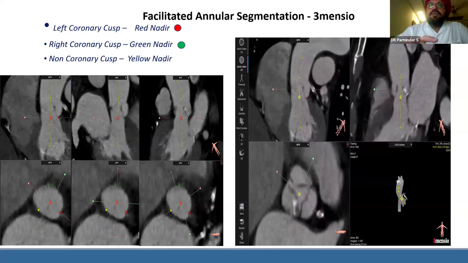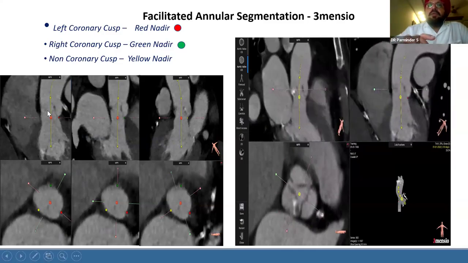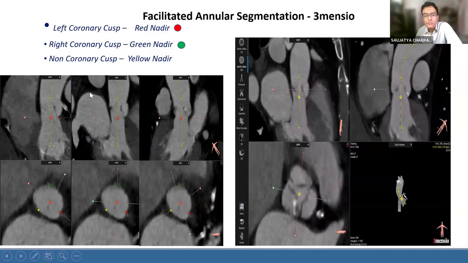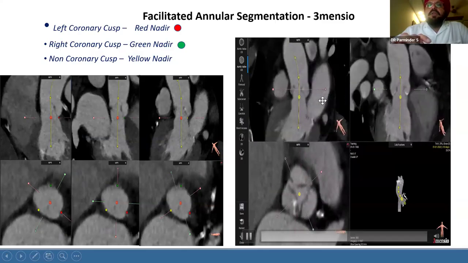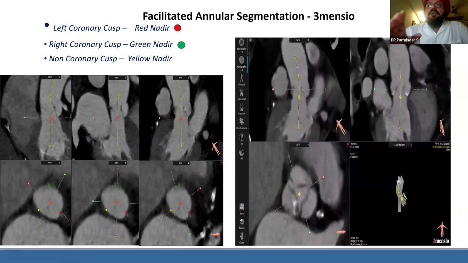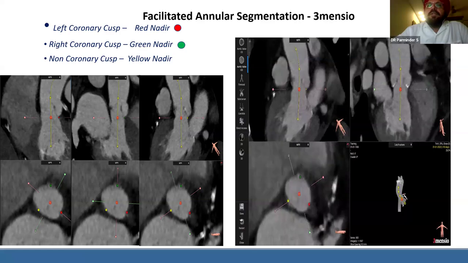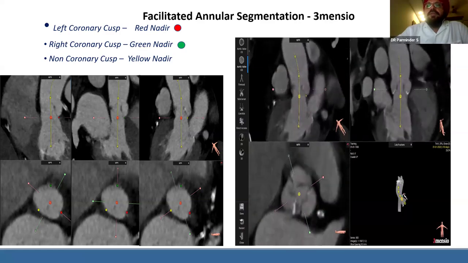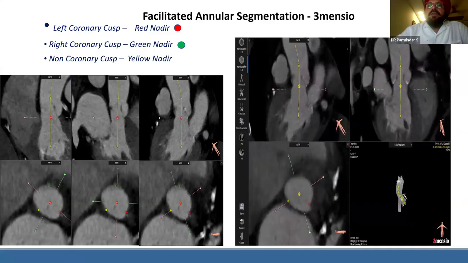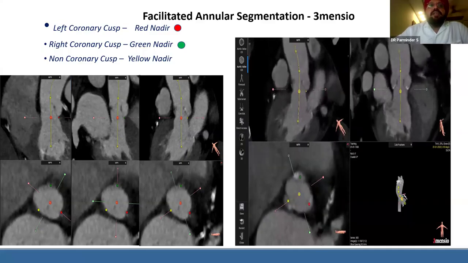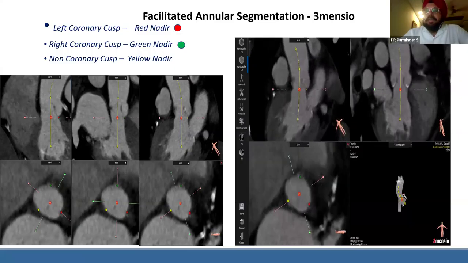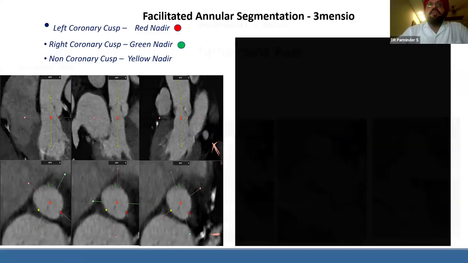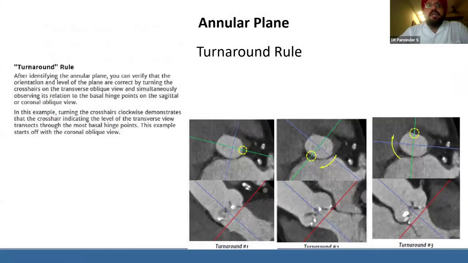So here in Remensho, what they do is, this is the right coronary cusp. If we see here, this is right coronary cusp. This is non-coronary cusp. And he's already measured the left coronary cusp. And all three dots at the level of the annulus. Again, check it, turn around. And we measure this annulus size, or this is the annular plane. This is the turnaround that you need to come back. Once you have identified the plane, you need to come back and recheck it, that it's at the right place.